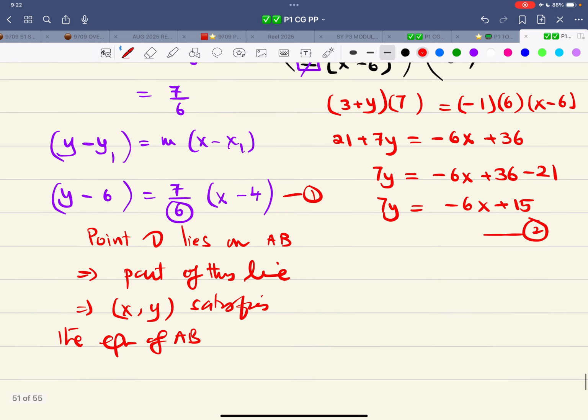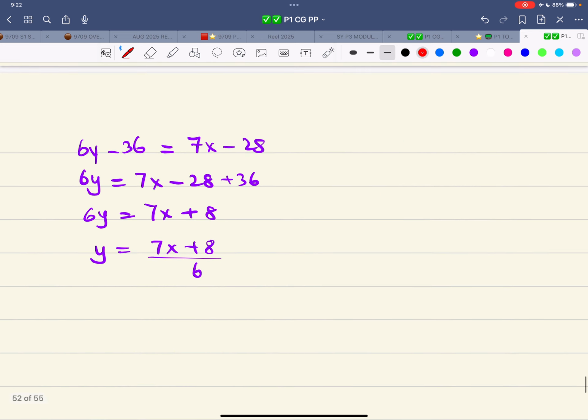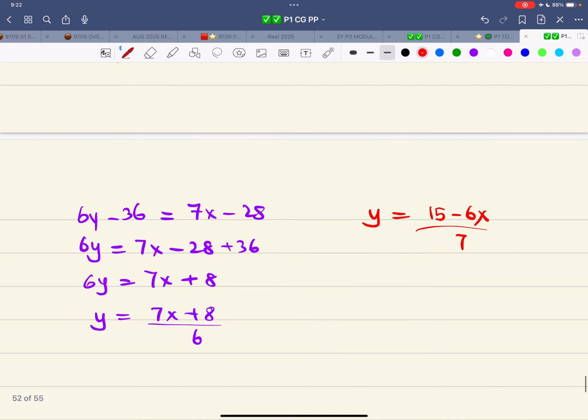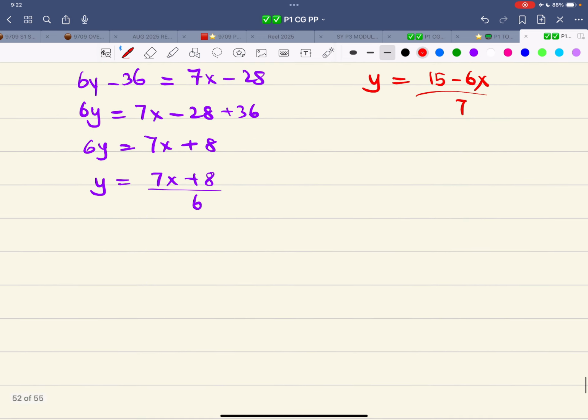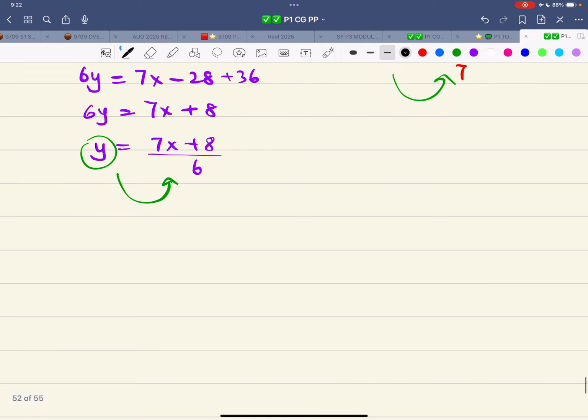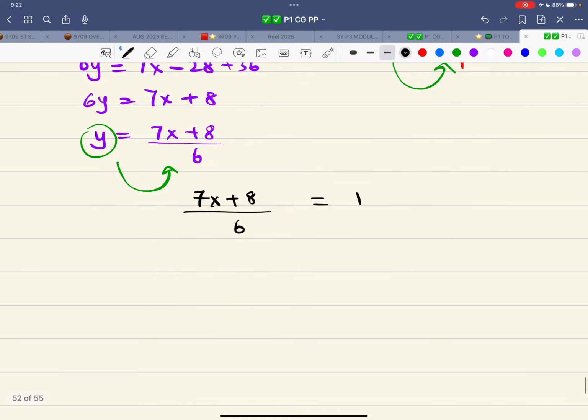Similarly, y is 15 minus 6x over 7. Let me write it over here. All good? 15 minus 6x. So now the very last piece of working, this is y, this is y. Equate them to one another, and we are only interested in the x coordinate. 7x plus 8 over 6, that is equals to 15 minus 6x over 7.